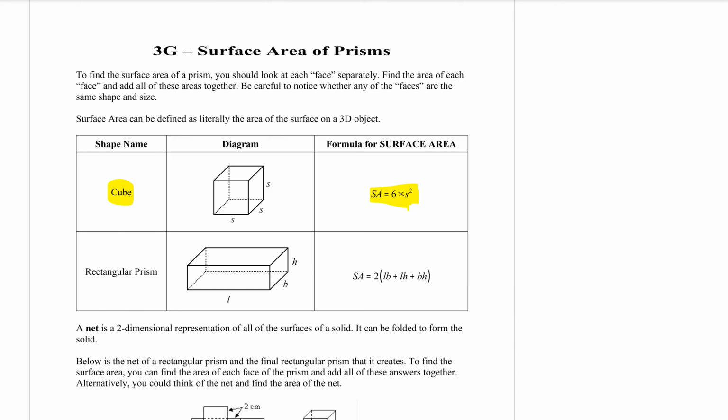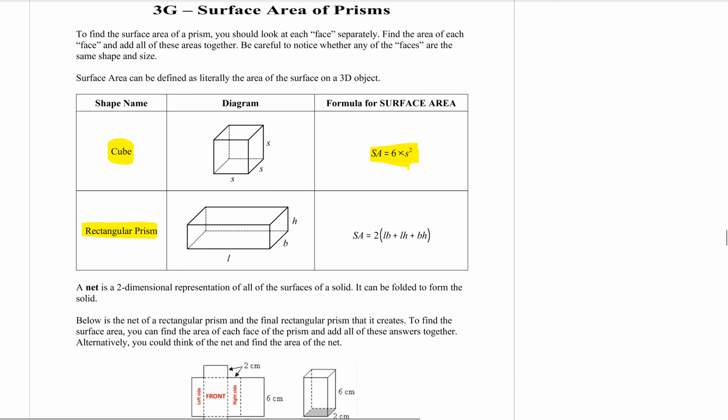The other formula we have today is for a rectangular prism. Now, there are 6 faces on a rectangular prism, but there are a few different ones here. The one on each of the ends would be the same. The one on the sides would be the same. And the one on the top and the bottom would be the same. So that's why there's 2 lots of LB plus LH plus BH, the 3 different sized rectangles in that diagram. So you need to memorize that formula there as well.